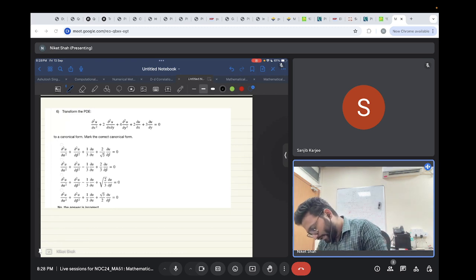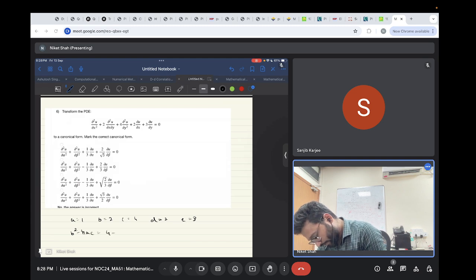Again, transform the PDE. Here A is equal to 1, B is equal to 2, C is equal to 4, D is equal to 2, E is equal to 3. So B square minus 4AC is equal to 4 minus 4 into 4, which is minus 12, which is less than 0. So this is elliptic very clearly.